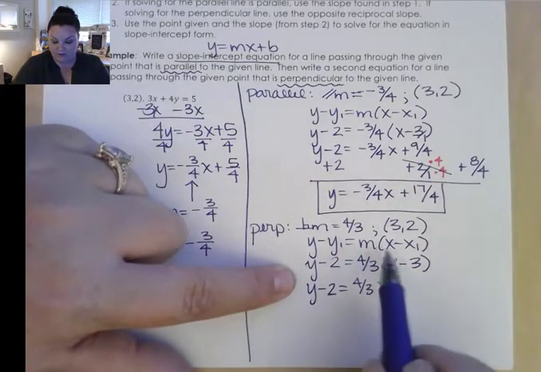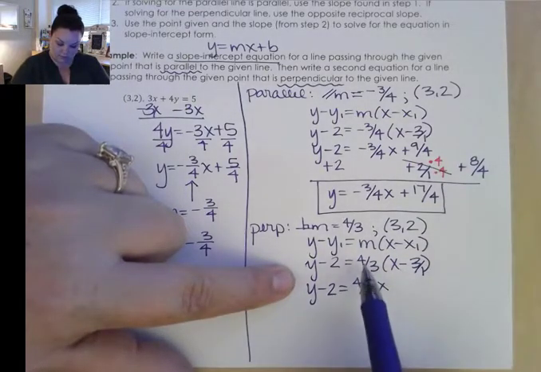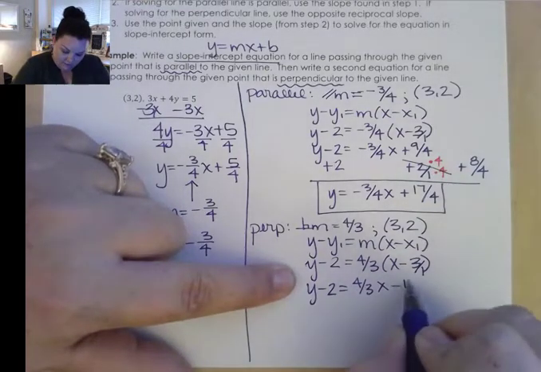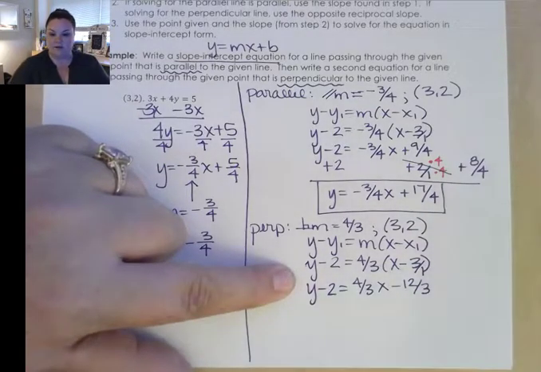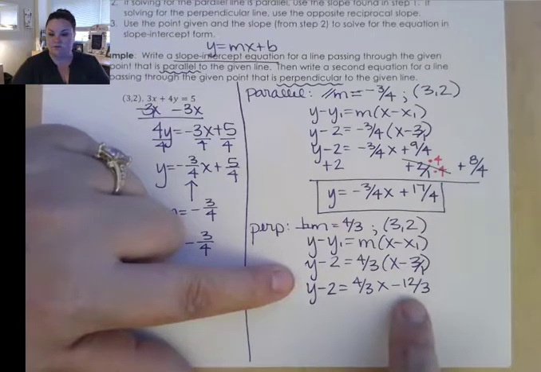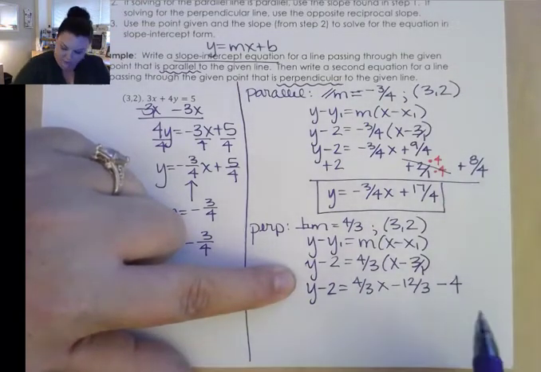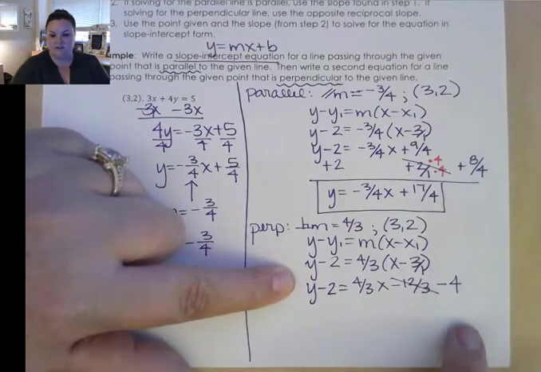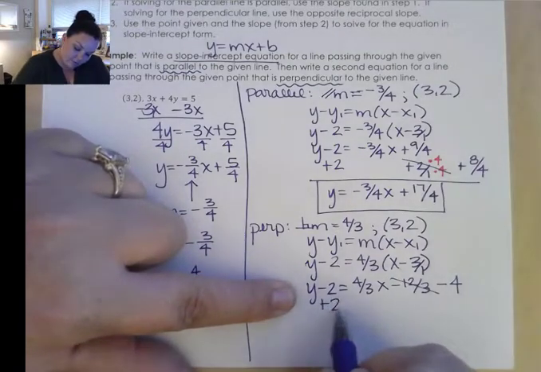When I distribute 4/3 to the 3, I can think of this as 3/1. So 4 times 3 gives me the negative 12 on top, and 3 times 1 gives me 3 on bottom, right? And then this reduces, right? Negative 12/3 is the same thing as what? Negative 4, right? So I'm just going to write over here, this is negative 4, and I'm going to mark that out just because I'm running out of room. And then I need to move my 2 over. So I add 2.